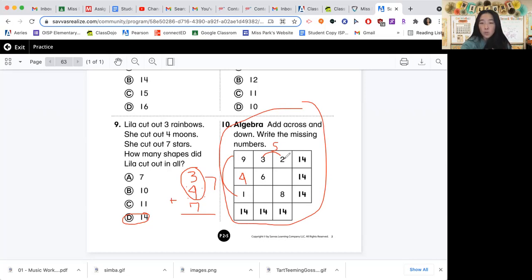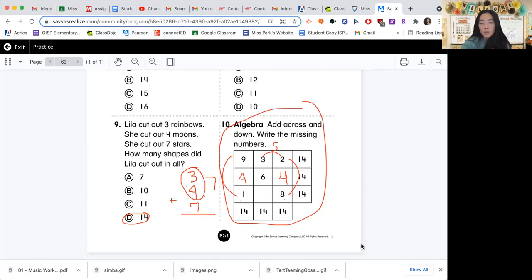We know that 2 plus 8 equals 10. So 10 plus 4 would give you 14. And we know that 1 plus 8 equals 9. And 9 plus 6, right? Wait, no. 8, 9, 10, 11, 12, 13, 14.